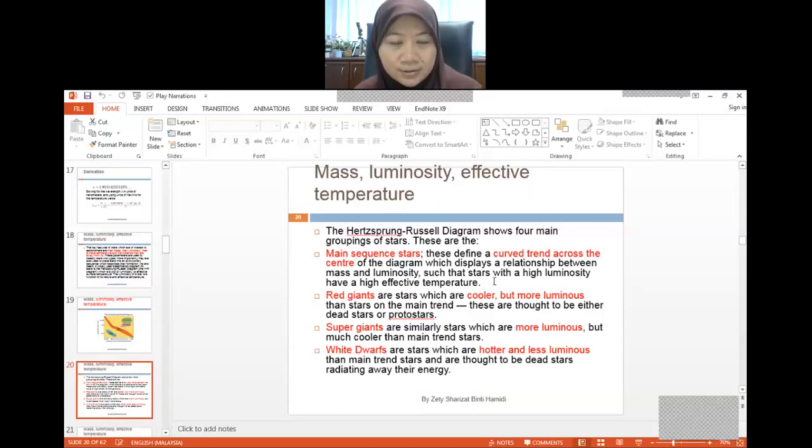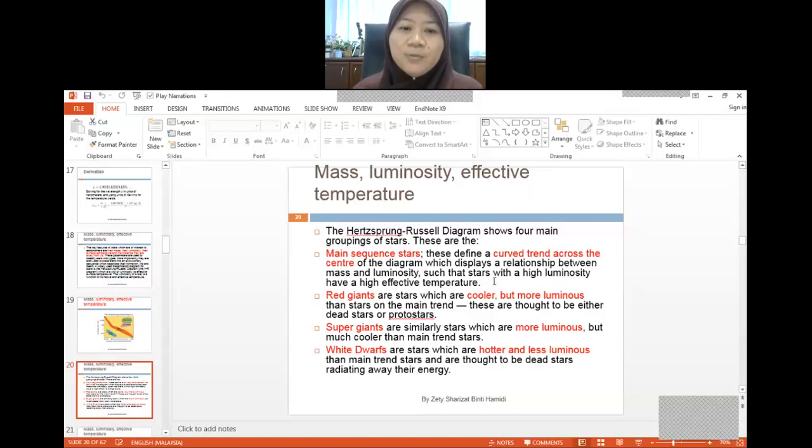Now the giant stars. It's actually the next stage, and of course, since it is a red giant, the color is mostly red. It's a cooler one. So you can see that it is at the right of the graph on the x-axis. It's cooler but luminous. And we need to understand that this luminosity depends on the size or the area. It is in the range of 2,500 Kelvin to maybe 4,000.